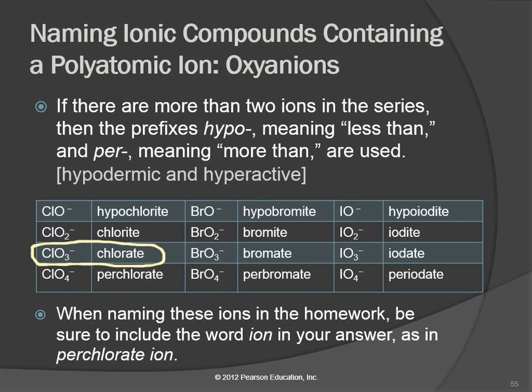Here's a note for Mastering Chemistry. When it asks you to name these, it wants you to include the word ion. So if you're naming this guy ClO4 minus, you need to write perchlorate ion. On this worksheet, I don't care. Either way is fine. But Mastering Chemistry cares a great deal about that. Any questions?